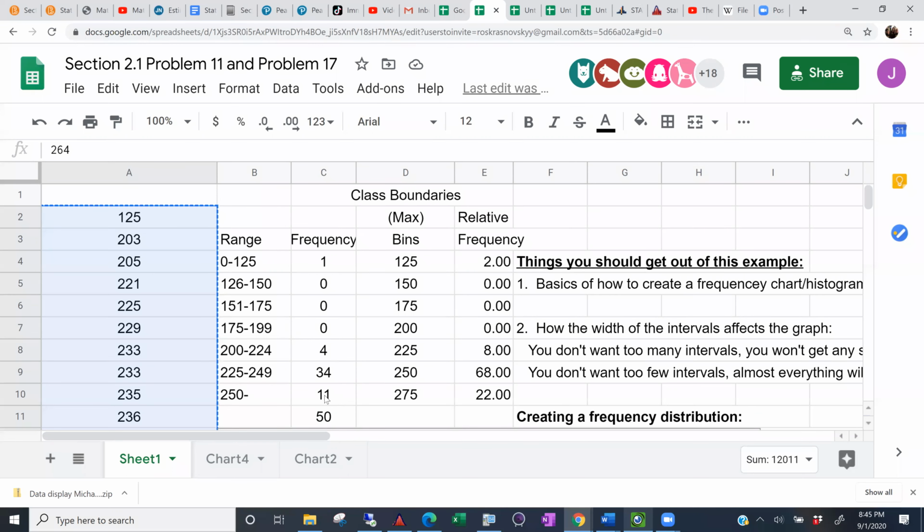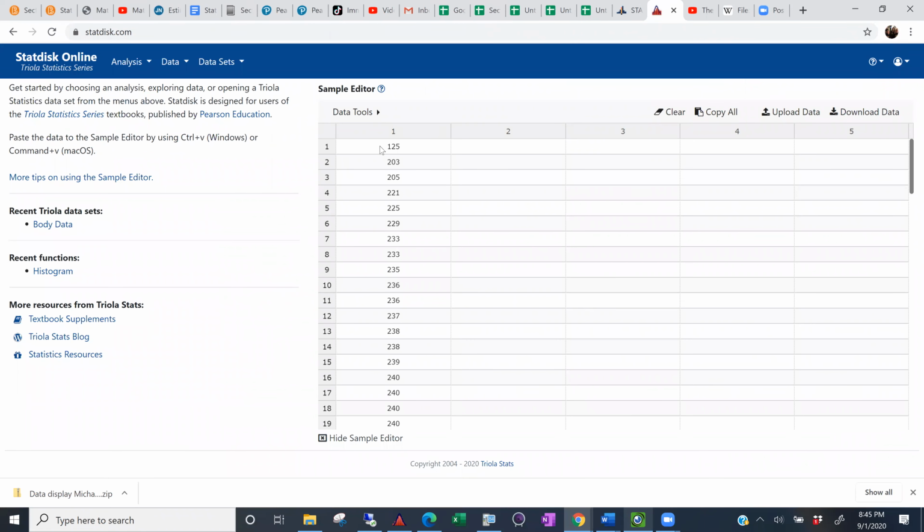But as a species, we're more visually oriented. We like to see things visually. And even though we have the relative frequencies here, it's much more impactful if we can graph this. So we're gonna do that by copying this data from here and pasting it into StatDisk over here. So this is the online version of StatDisk. You can easily create an account and sign in for free.